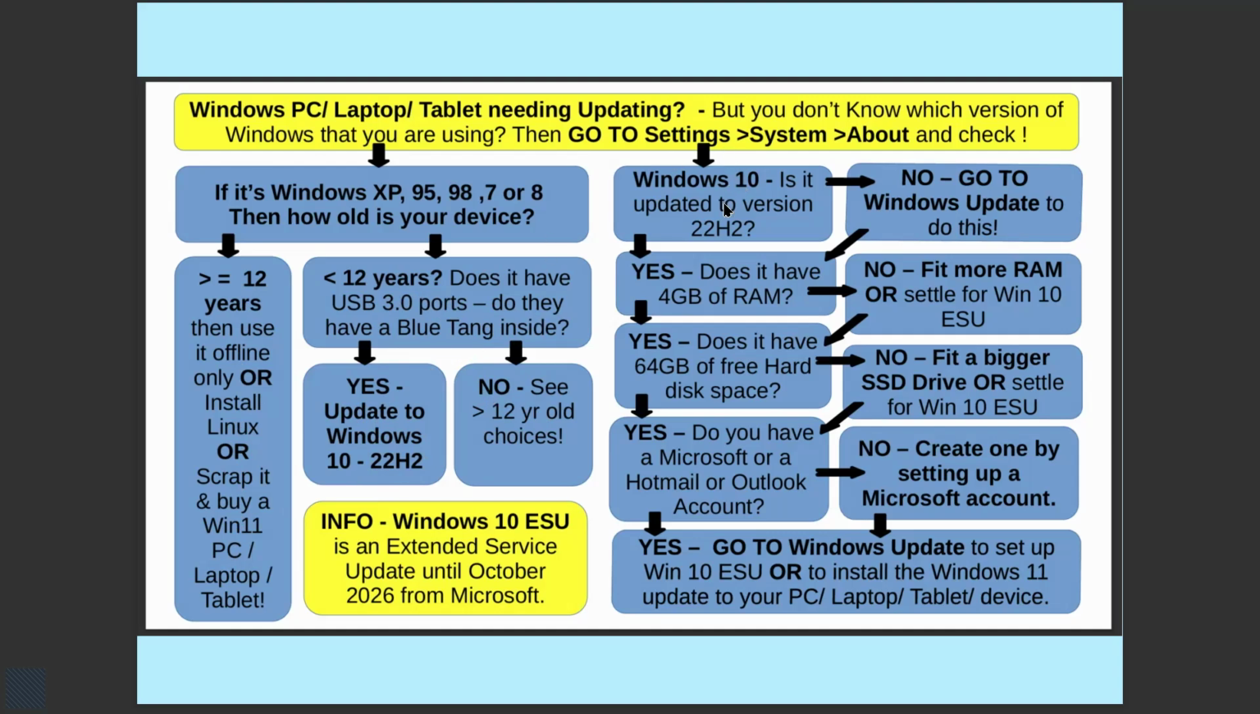If you have got a Windows 10 computer, is it updated to version 22H2? No, go to Windows Update to do this. Now, Windows Update is also called Update and Security on the first page, and then Windows Update on the last page. Once you've done that, you then need to check, does it have enough RAM to support Windows 11? It needs to have 4 gigabytes of RAM. If it doesn't, you can fit more RAM. This is relatively cheap. I bought 16 gigabytes the other week for £16. If you don't want to do that, then you need to settle for Windows 10 ESU.